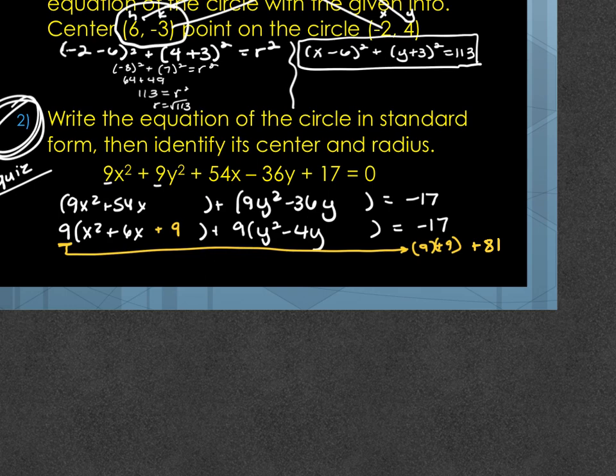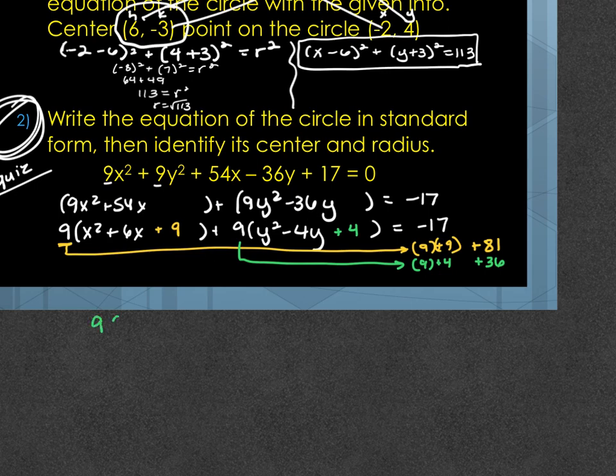I'm going to take the 4, divide it by 2. It's 2, square it, it's 4. Add the 4 in here. And again, I'd normally add the 4 here, but I'm going to have to multiply it by 9, which means I'm going to add 36.